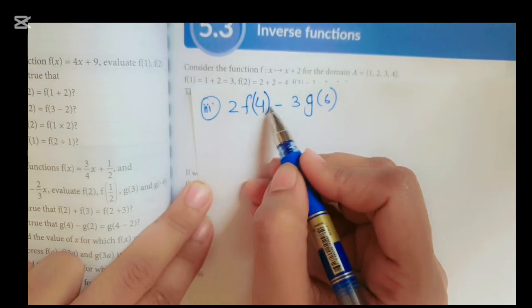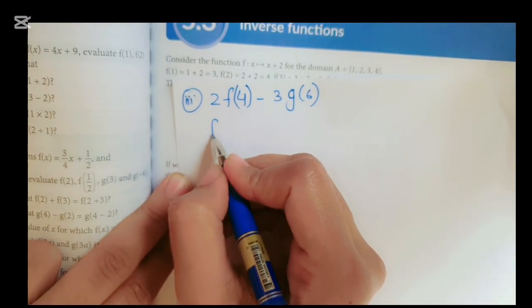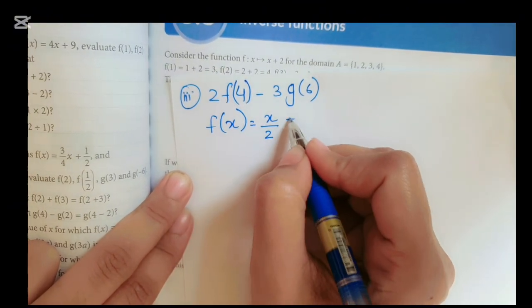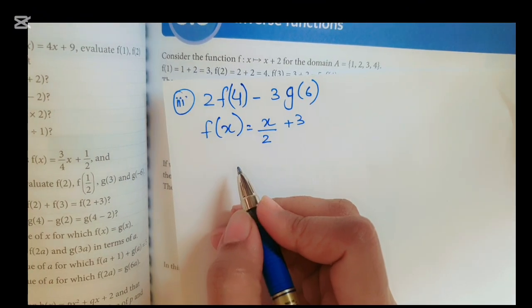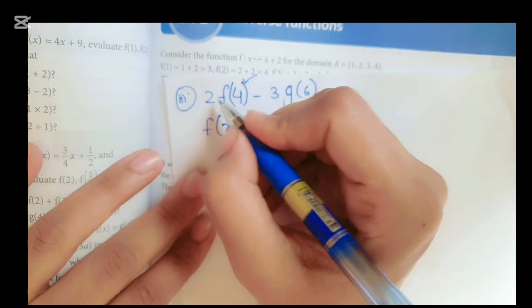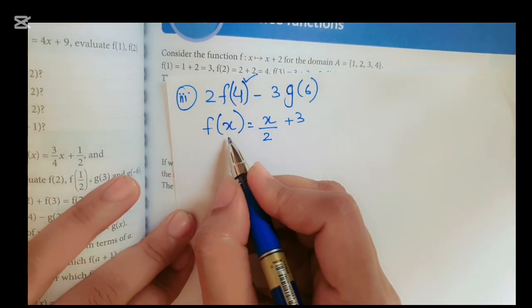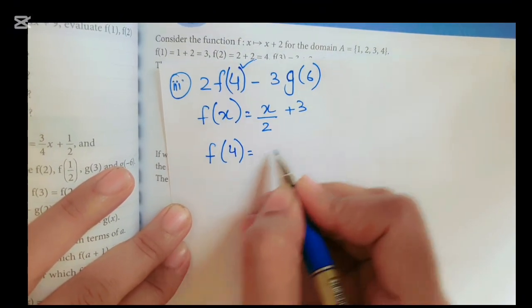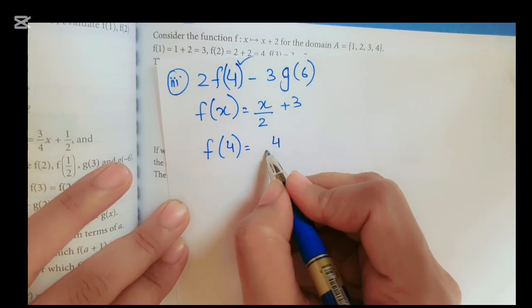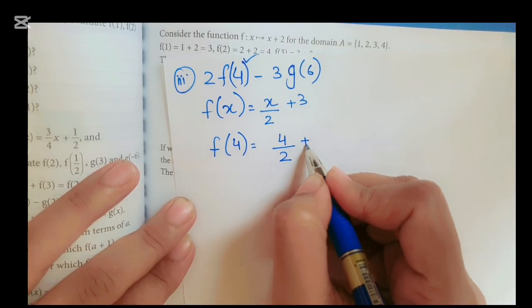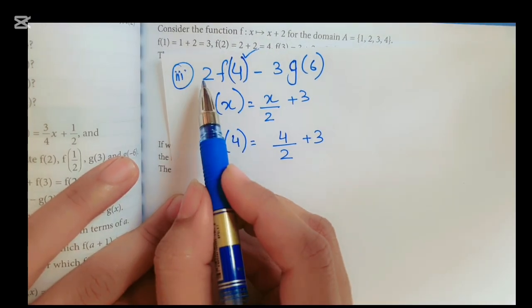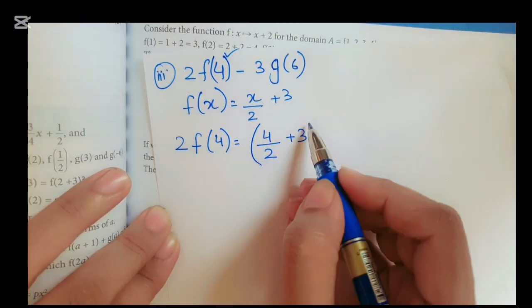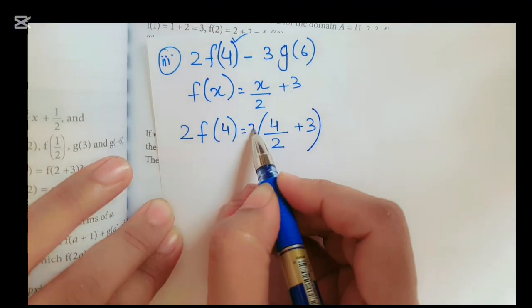There are two things we have to do in this. So first of all, I am writing the question over here. f(x) is equal to x upon 2 plus 3. This is our function, and we are right now solving only this part. So in place of x I would use 4, so f(4) is equal to 4 upon 2 plus 3, and now see what is given over here. We have to multiply the function by 2, so I would multiply the whole function by 2.